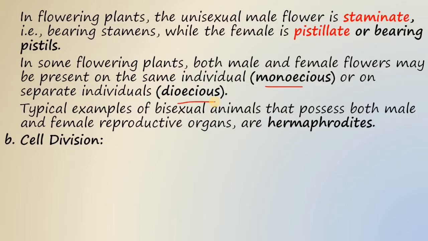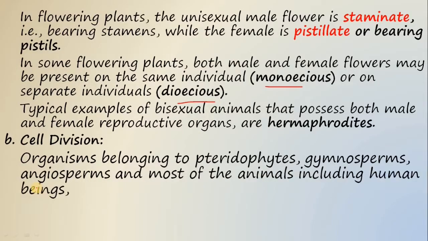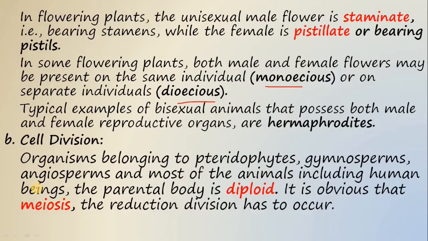So let's see cell division. In organisms belonging to pteridophytes, gymnosperms, angiosperms, and most of the animals including human beings, the parental body is diploid. It is obvious that meiosis, the reduction division, has to occur. So what are they telling? In most of the organisms, including humans and animals, the process that takes place is meiosis, that is reduction division.